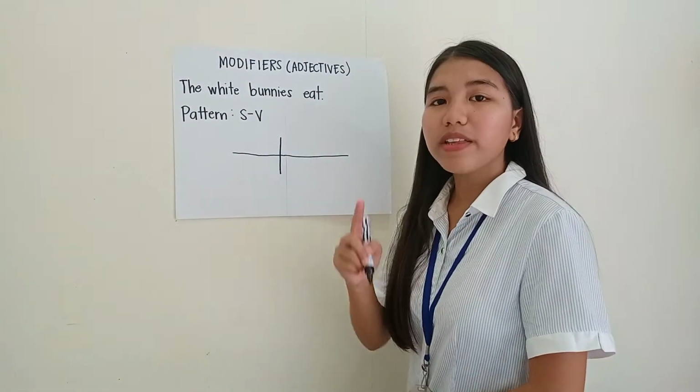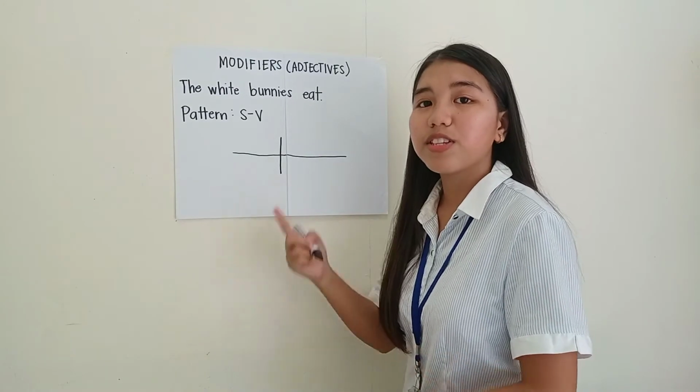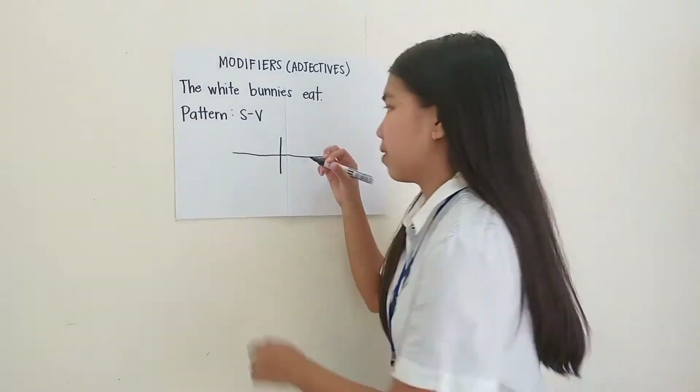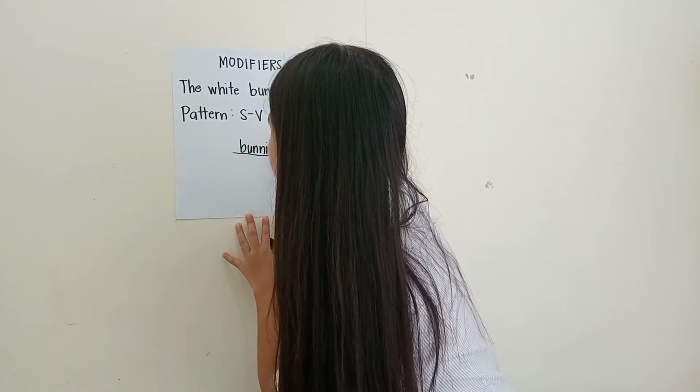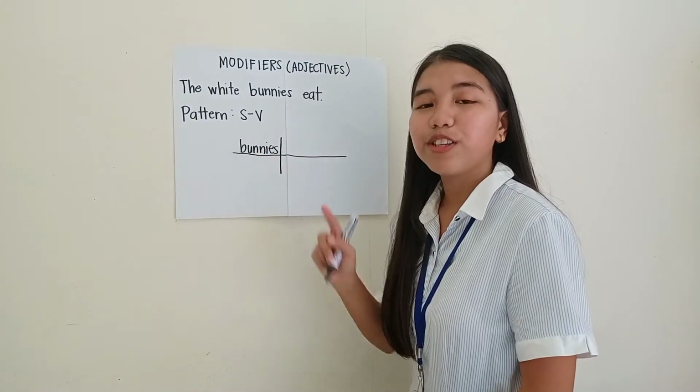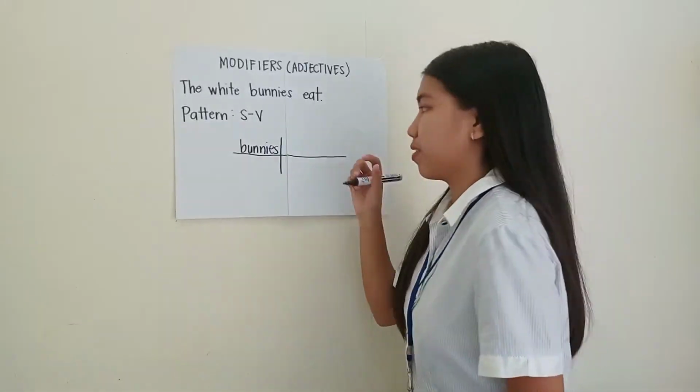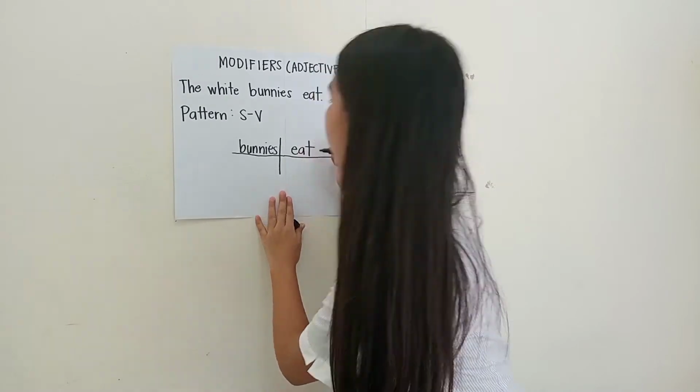Here. And what is the subject in the sentence? The subject here is the word bunnies. So you should write it here on the left side. And what is the verb? The verb here is the word eat. You should put it here.